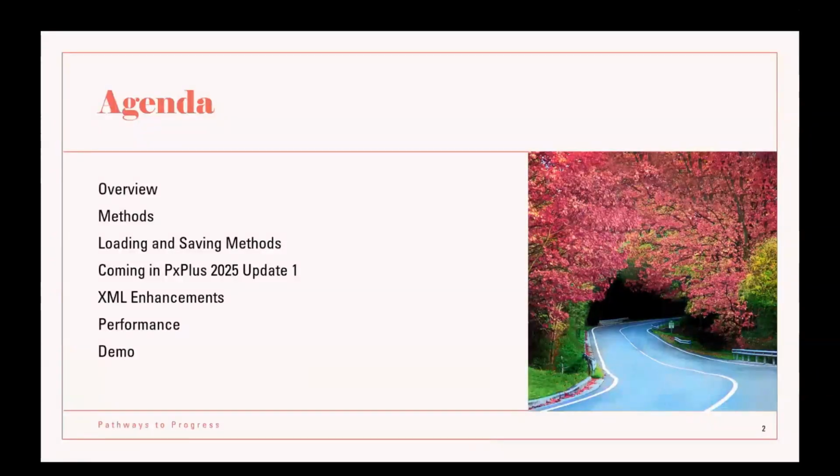So, to break down what topics we'll be covering about the JSON object today, I'll first give an overview of what JSON actually is, about using JSON in PxPlus, and an overview of the new JSON object. Then, we'll be going over the various methods that the JSON object has, as well as methods for loading, saving, and converting your data. This will be a big chunk of today's presentation. Next, we'll go over the new functions that will be coming in PxPlus 2025 Update 1, and after that, we'll talk about the enhancements we also made to the XML object. Following this, I'll talk about the performance of the JSON object, specifically compared to the XML object, and of course, a demo to show off using the JSON object and what a program that uses it may look like.